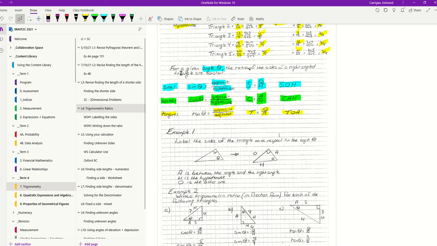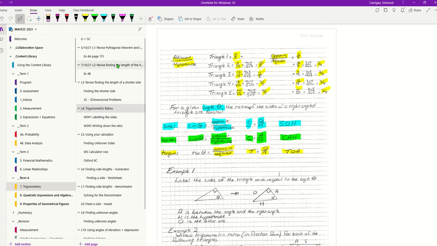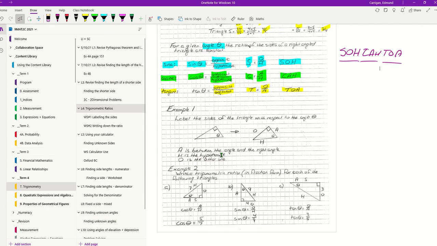So our great big thing, the thing that we learn all the time, looks like I haven't put the poster in there. I will put the poster in there. Is that we are going to have SOH, CAH, TOA. And that is what SOH CAH TOA is. It's just all these letters chucked together.